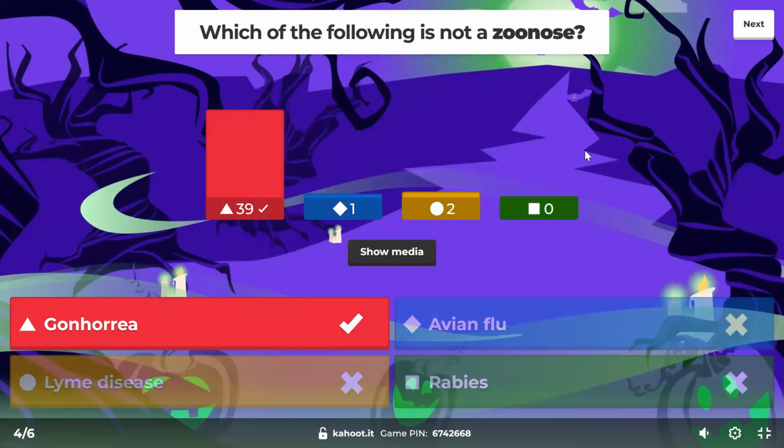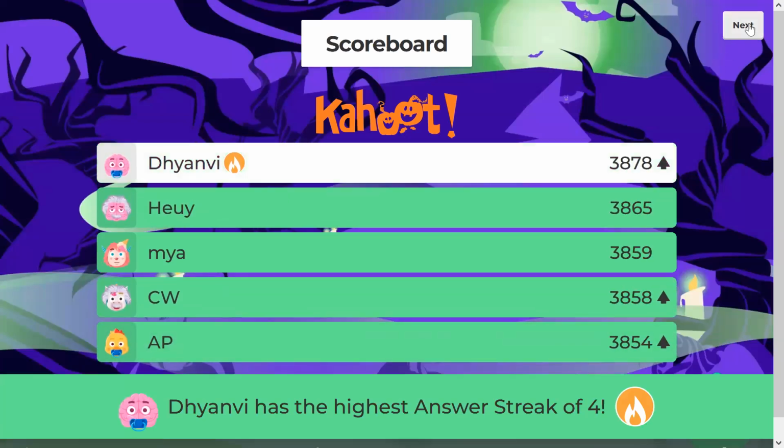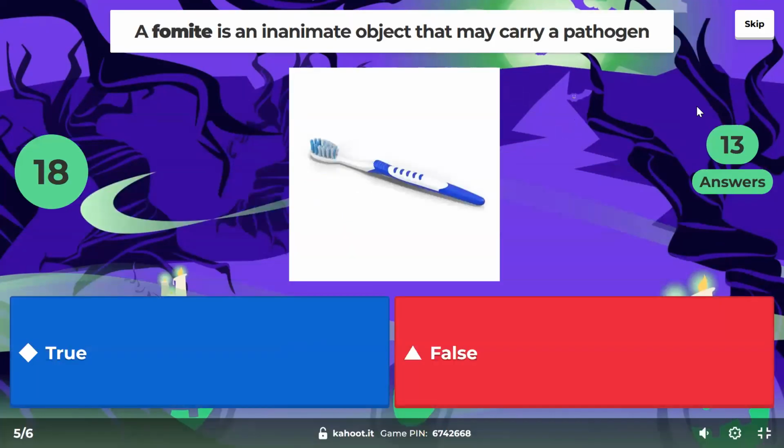All right, correct answer is gonorrhea. I hope not. Hopefully that's not always the answer. Okay, we're gonna be on a hot streak there. Okay, number 5, a fomite is an inanimate object that may carry a pathogen. All right, I made these ones too easy, didn't I? It's okay, we gotta boost your confidence once in a while, right?